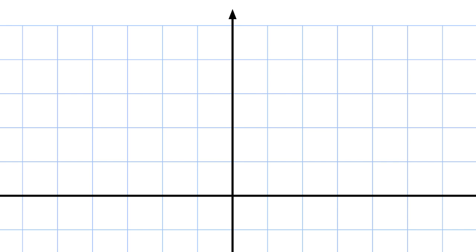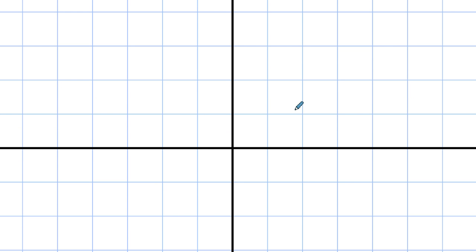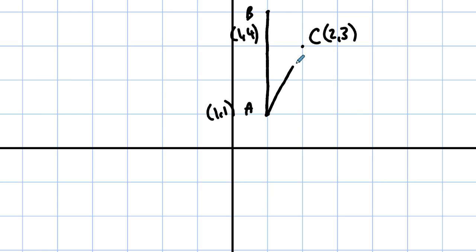But we could do more. Let's take this triangle. This is A at (1, 1). Let's do B up here at (1, 4). And C over here at (2, 3). We could take this triangle and we could reflect it over y equals x.